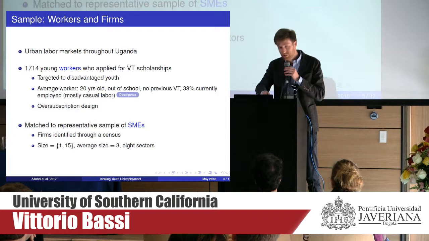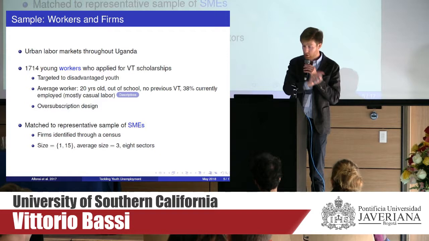We're going to use the oversubscription design, where we have over 1,700 of these workers who applied to these scholarships to do the vocational training, to offer them a number of treatments, as we'll discuss.